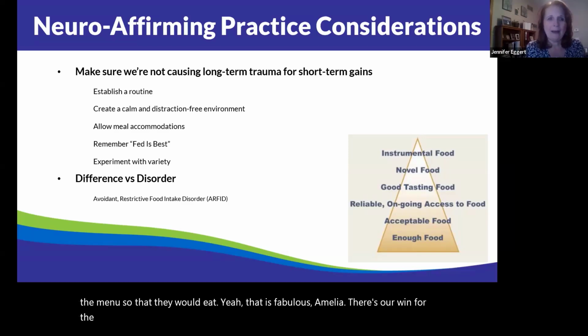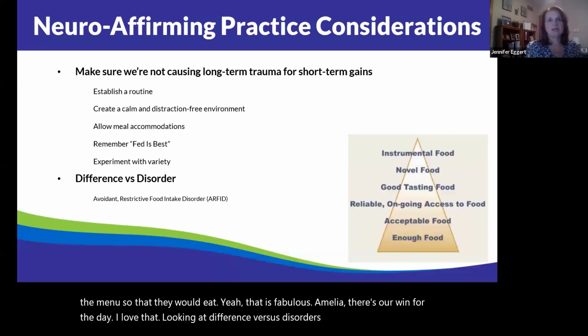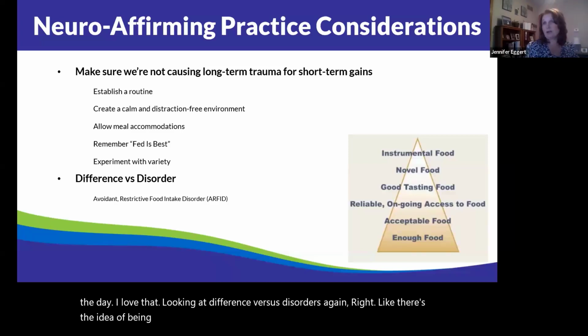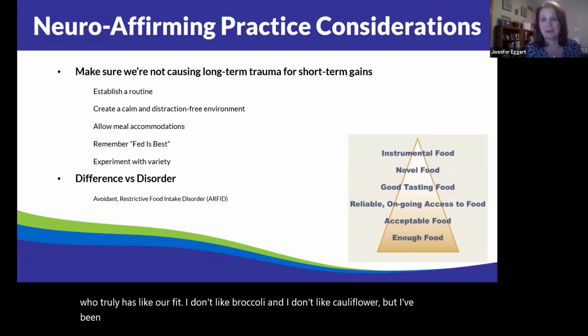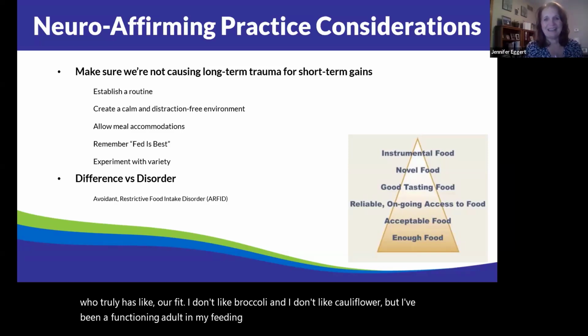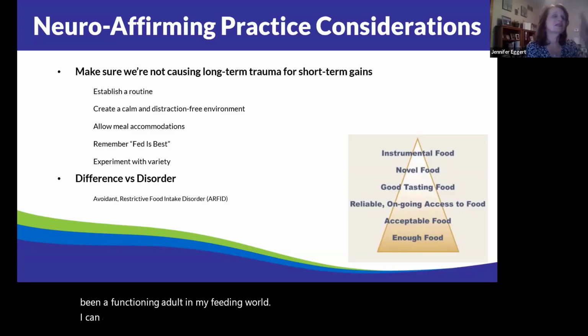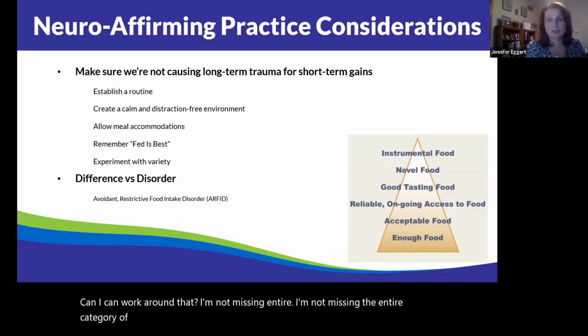I love that. Looking at difference versus disorders again, right? There's the idea of being a selective feeder as a toddler versus looking at somebody who truly has ARFID. I don't like broccoli and I don't like cauliflower. But I've been a functioning adult in my feeding world. I can work around that. I'm not missing the entire category of vegetables. Although I do much prefer the category of chocolate.